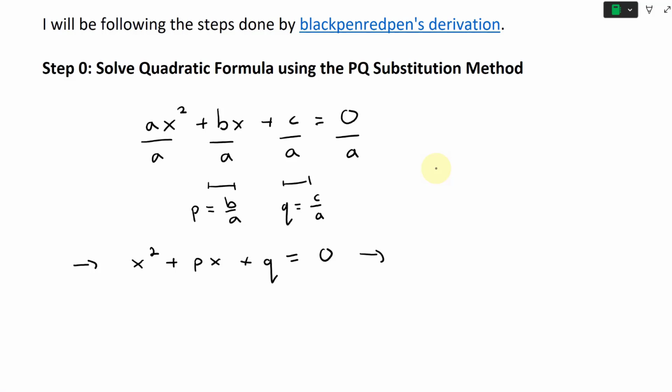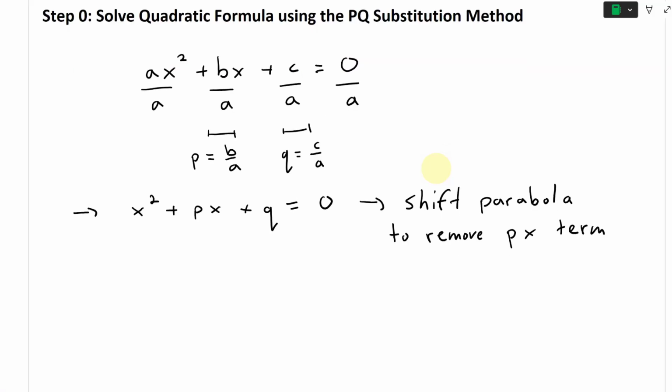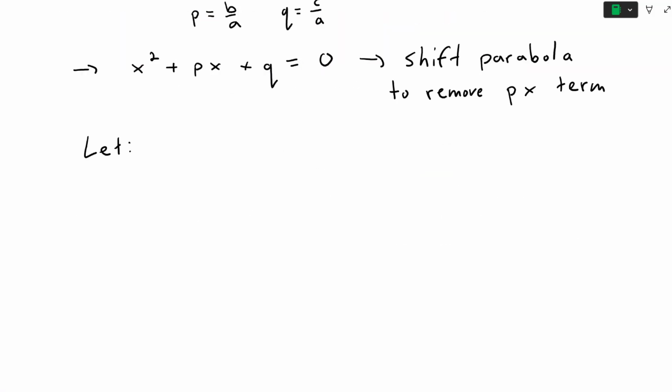So what we could do is just shift this. This is the strategy, to shift this parabola. We can shift this just by updating all the x terms by a constant k. So we shift the parabola to basically remove the px term. We want to cancel that out. To do that, we will let x equal y plus k. So we're just shifting it by the constant k.